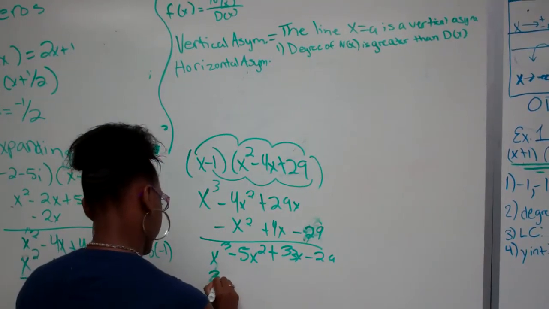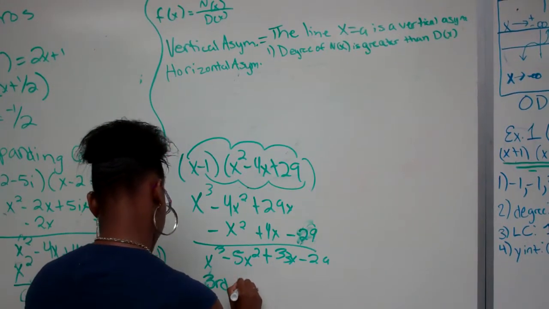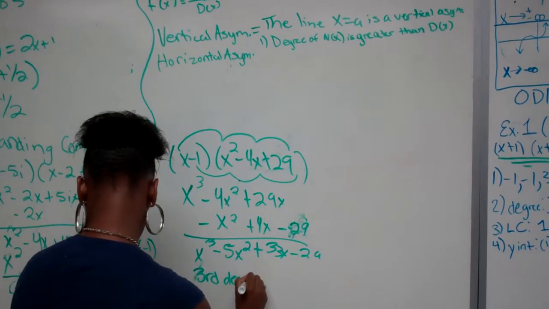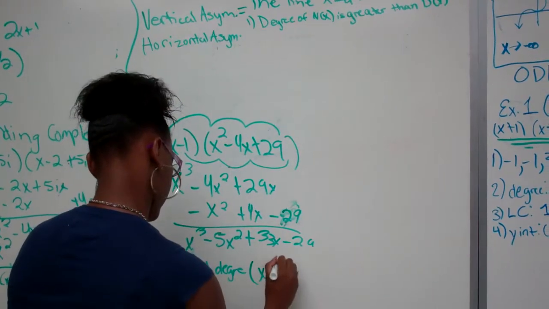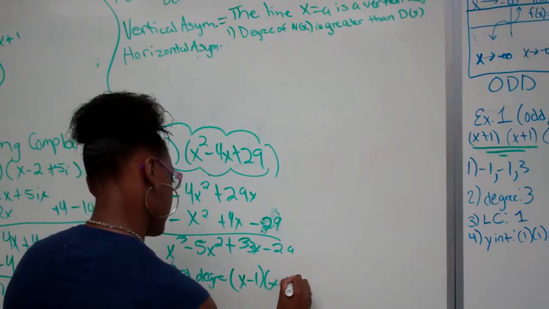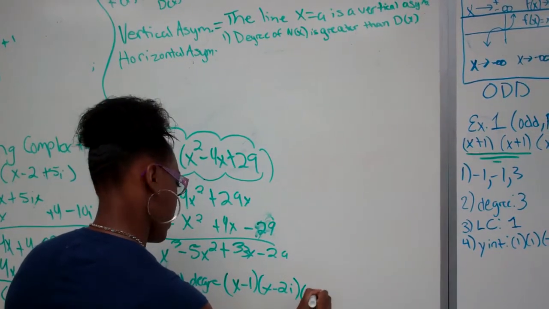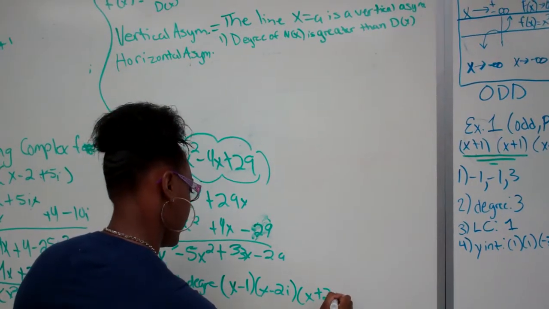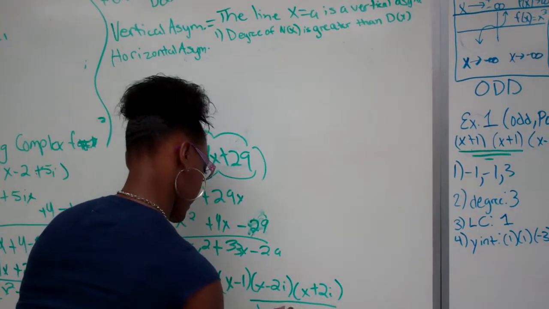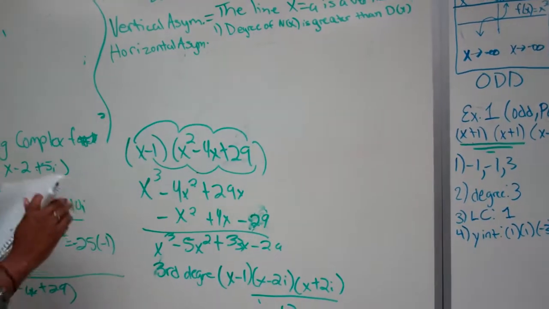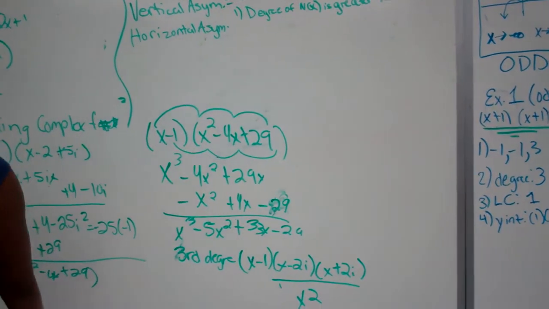It is to the third degree, so it'll give you x minus 1, x minus 2i, x plus 2i over x squared. And that's complex numbers and zeros.